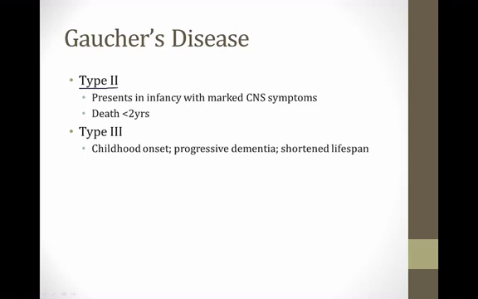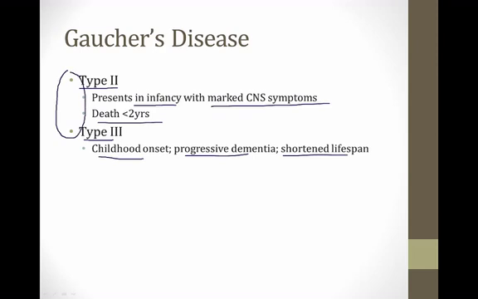So the type 2 form, which is sometimes called the infantile form, presents in infancy with marked CNS symptoms, and these children usually die before they're 2 years old. There's also a very rare type 3, which has childhood onset, results in progressive dementia and a shortened lifespan. You're much less likely to be asked about these two types on step 1. They tend to focus on the most common type, but I want you to know that these also occur.